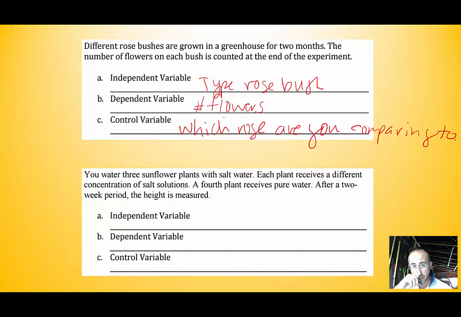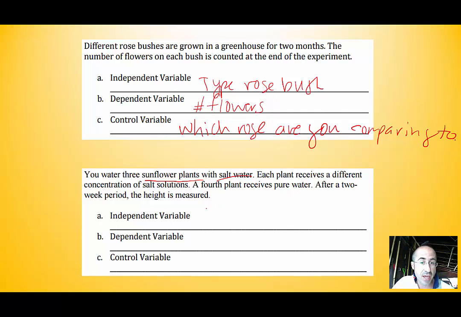You water 3 sunflower plants with salt water. Each plant receives a different concentration of salt solutions. A 4th plant receives pure water. After a 2-week period, the height is measured. Okay, so you water 3 sunflower plants. Those 3 sunflower plants are the same species, okay, that's a constant. You water it with salt water, okay, that's another constant. Each plant receives a different concentration of this salt water, and a fourth plant receives pure water.